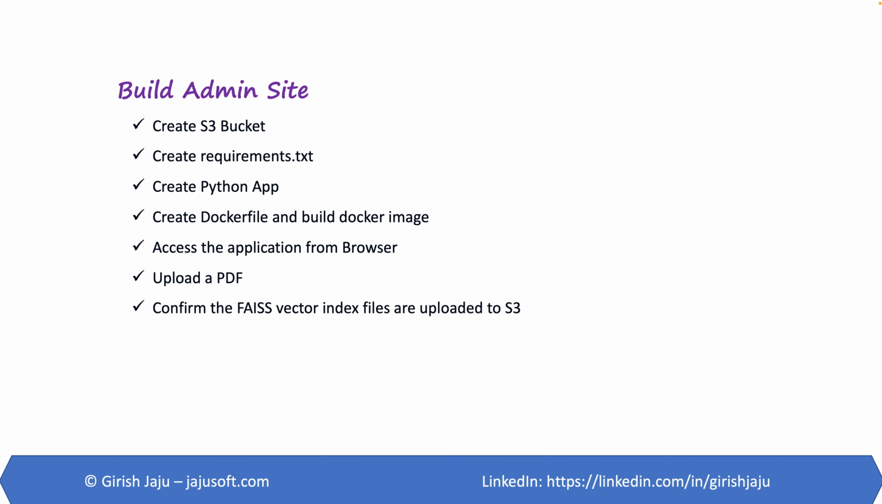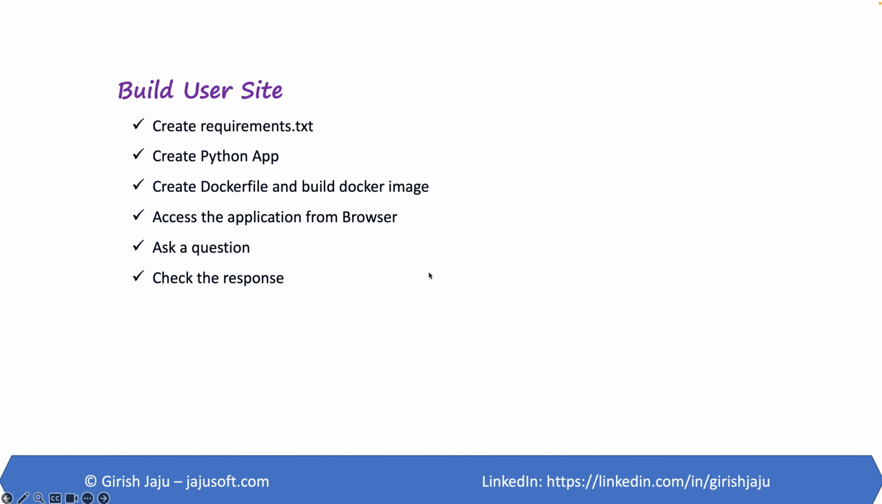So building the admin side is super simple, and then we'll do the hands-on coding anyways. We'll create an S3 bucket, we'll create requirements tags, create a Python application, build a Docker image, access the application from the browser, upload the PDF, and we'll see the PDF gets processed. It gets converted into numerical vector embeddings, and this embedding is stored in S3. On the user side, again, we'll build a simple Python application and Dockerize it, and access the application from the browser, ask a question, and check the response.